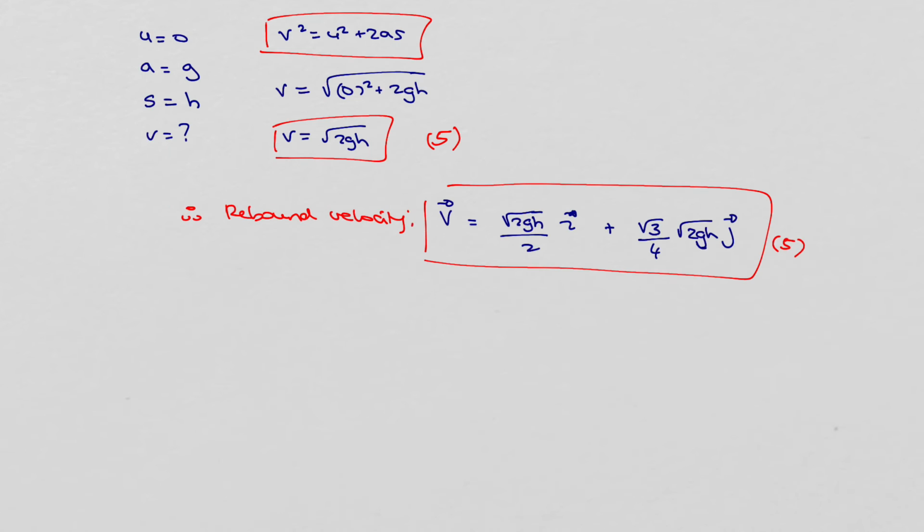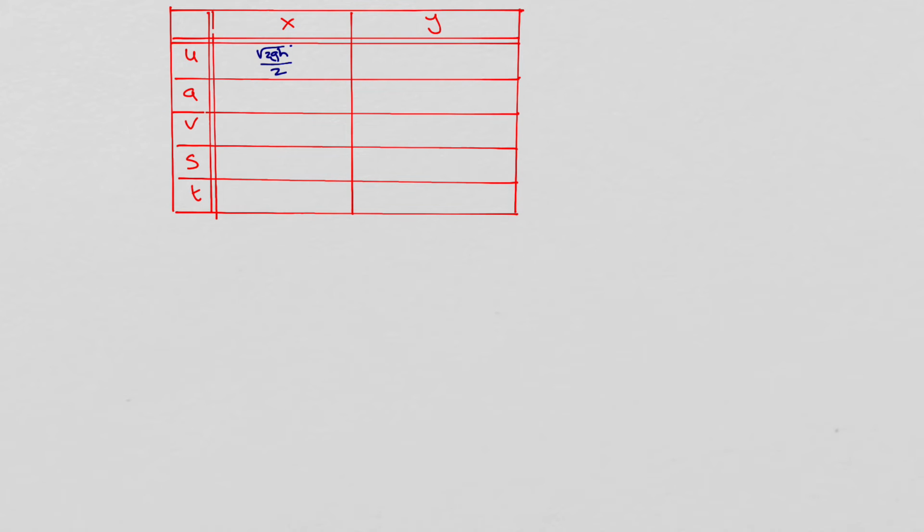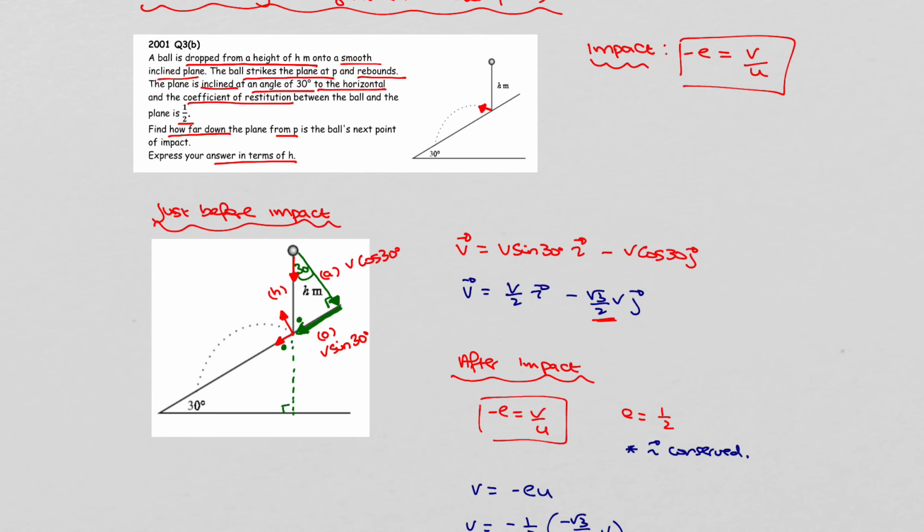And then in the Y direction, we can see it's root 3 over 4 times the square root of 2GH. Our acceleration, well, we're going down the hill. So again, if we're resolving our gravity, so G is down, we need to resolve that in the perpendicular to the plane and parallel to the plane.